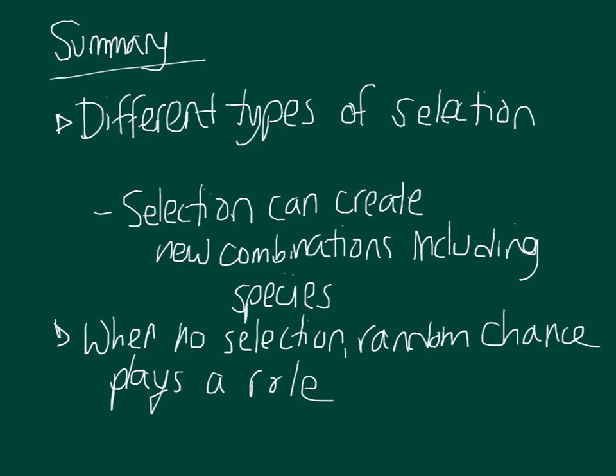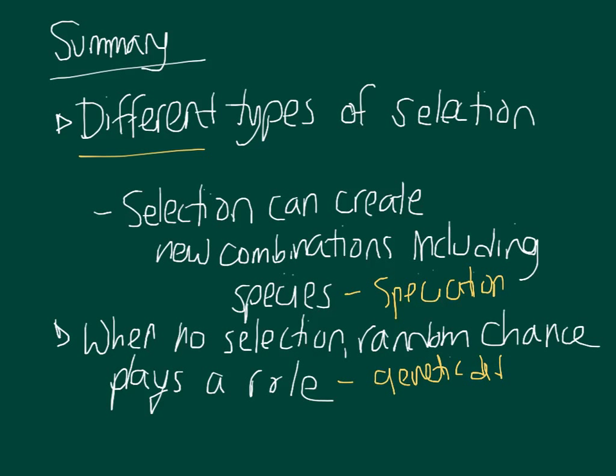So those were kind of all the points that I wanted to make today. So just realize that natural selection is the big one we talk about. But realize there are different types of selection, ranging from sexual selection, directional selection, stabilizing selection. Selection can create new combinations, including species. So this had to do with speciation. And that part of the lecture where you make new kind of things based on isolating the population. And having all these kind of mechanisms to keep things different. Lastly, I talked about when there is no selection, random chance plays a role. And so it plays a role in two things, genetic drift and founder effect.